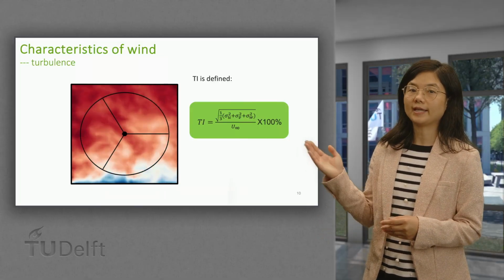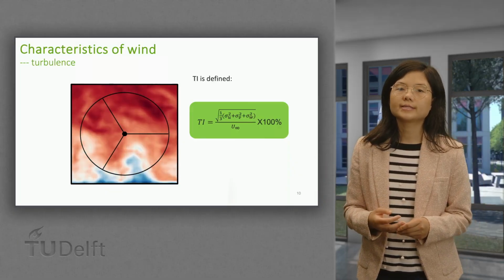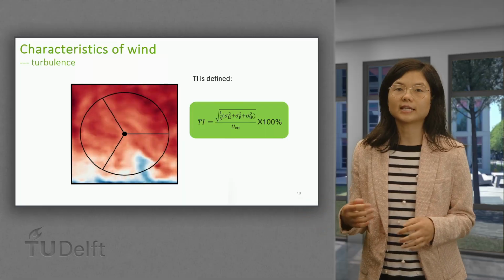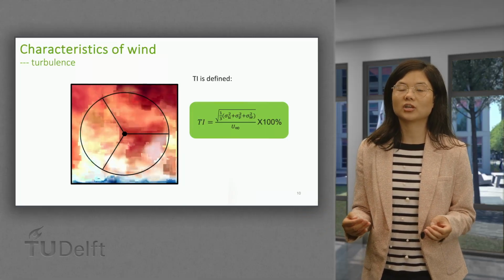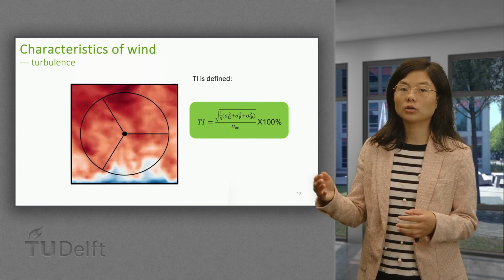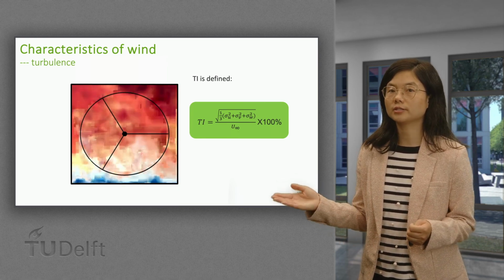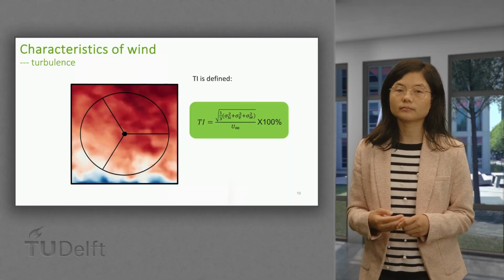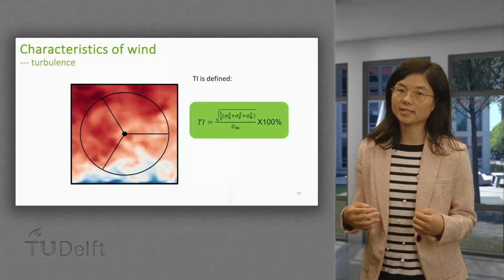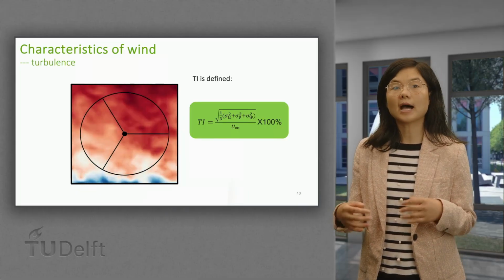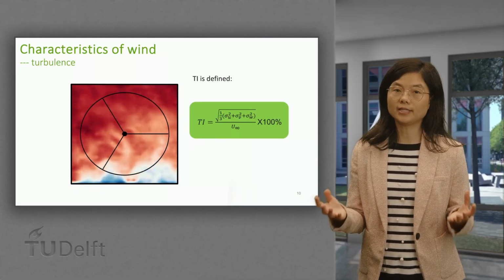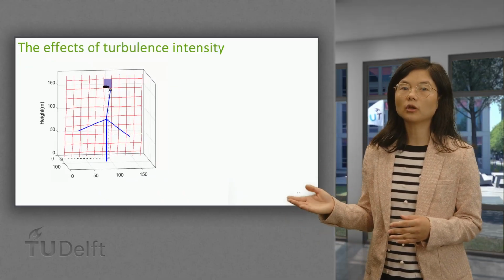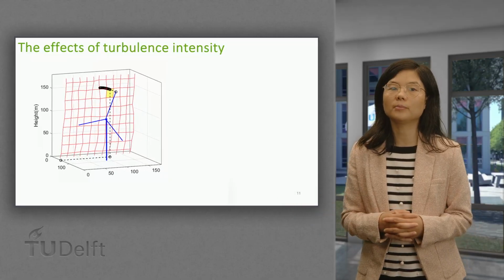The definition of TI is given here, where sigma U, sigma V, and sigma W represent the standard deviations of wind speed fluctuations along the 3 Cartesian coordinate directions, and U infinity is the mean wind speed. TI essentially tells us how gusty or unstable the wind is at a given location or over time. What's the impact of turbulence intensity on rotor performance?